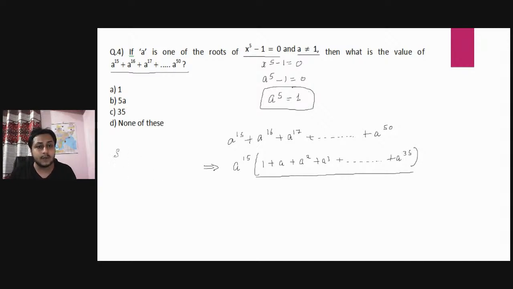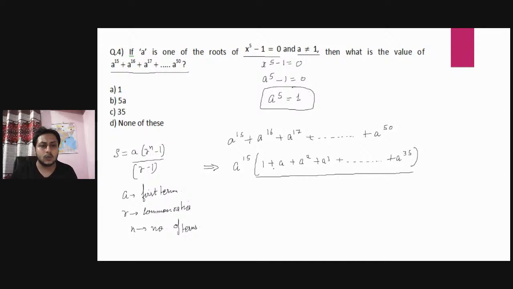So guys, this is a GP, and you have to find the sum of this GP. You have to know what the sum of a GP is. Sum of GP is A into r power n minus 1 upon r minus 1. Here A is first term, r is common ratio, and n is the number of terms.